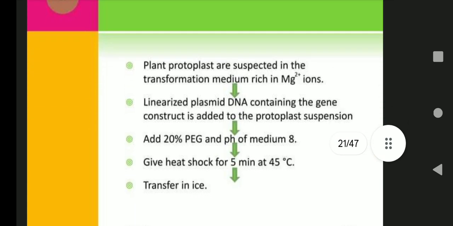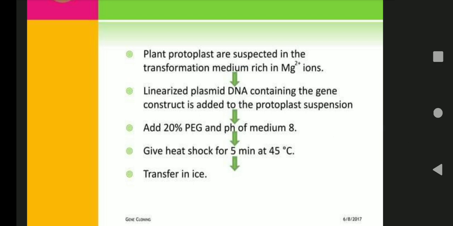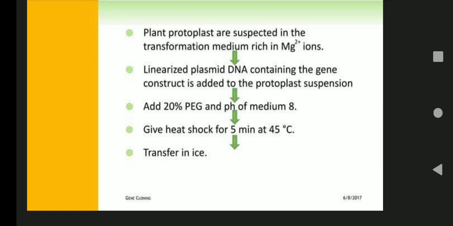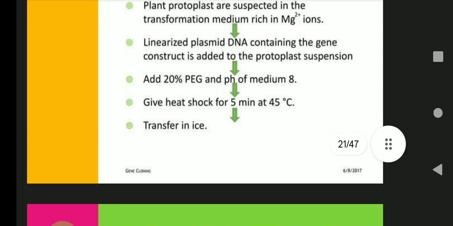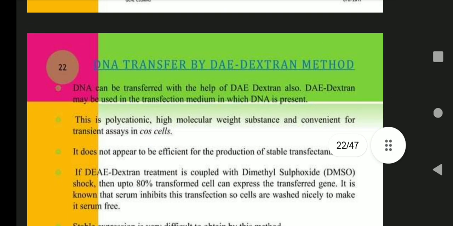Here we can see that protoplasts are suspended in a medium rich with Mg2+ ions. The linearized plasmid DNA contains the gene of interest. Then we add 20% polyethylene glycol at a pH of 8. A heat shock is given for about 5 minutes at 45 degrees centigrade, then transferred to ice. DNA transfer is also done with another method called DEAE.